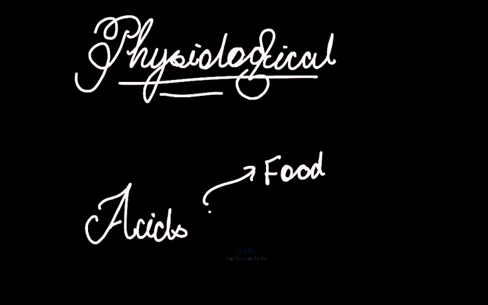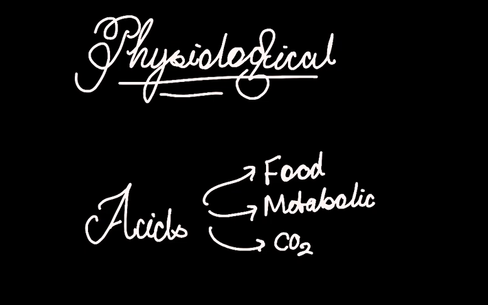Another source is metabolic processes. In metabolic processes, there is formation of lactic acid, acetoacetate and other keto acids as well. Similarly, acetic acid, propionic acid and butyric acid are all produced during our metabolism. So metabolism is also responsible for increasing the H plus concentration. Another is carbon dioxide. As I have already mentioned, we breathe oxygen, and our body produces carbon dioxide, which also increases the acidity of the blood.